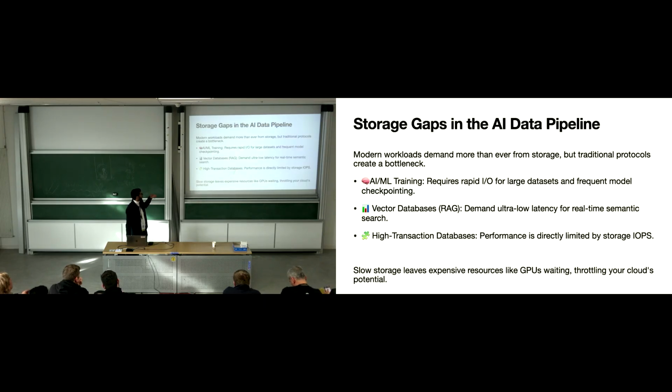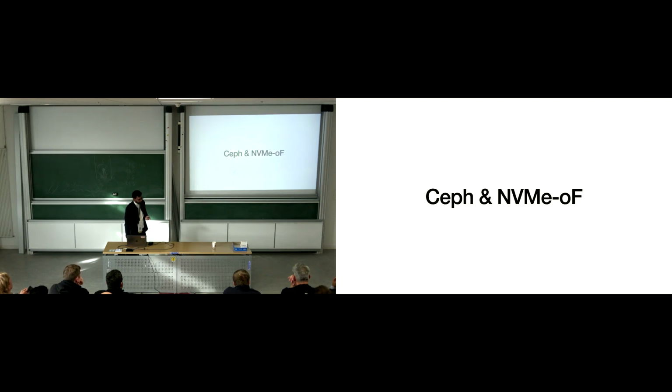That's the same thing that I mentioned earlier, that AI training requires rapid I/O for large data sets and frequent model checkpointing. And vector databases require low latency for their semantic search. And if you are using any analytical application in your AI related workload, like recommendation systems or any other application where the database is a dependency, you also need very high I/O storage which can support that compute power. Slow storage is expensive because it leads to GPUs sitting idle, not doing anything.